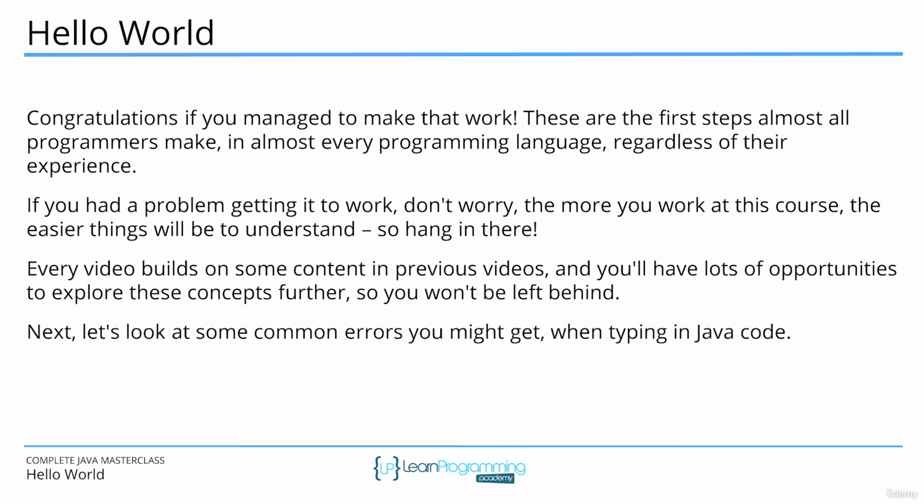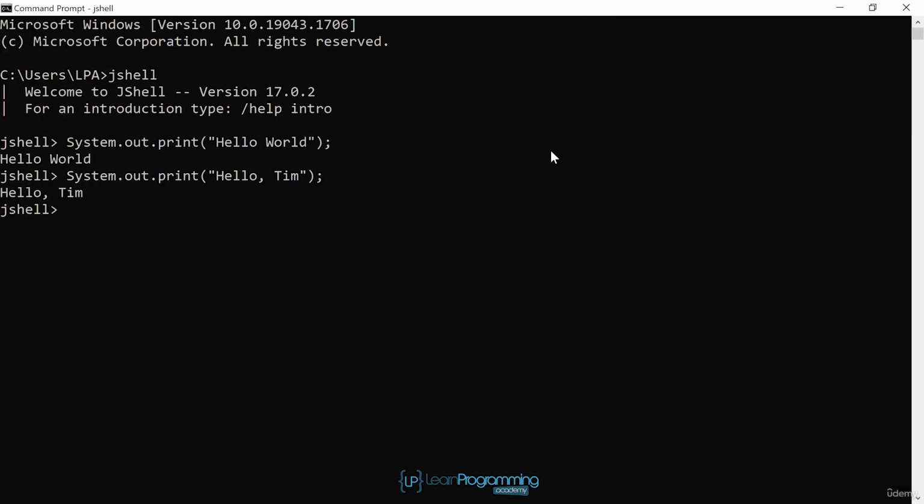Next, let's look at some common errors you might get when typing in Java code. We'll start with what happens if you forget to add the closing parentheses. I'll press the up arrow key to scroll through the JShell history and I'll find the previous line we typed in. Next, I'll remove the closing parentheses to see what JShell does. Okay, so what does this somewhat weird looking new prompt mean? Well, JShell is assuming we haven't finished typing in all of the code since we haven't closed the parentheses set, so it waits for us to type something in.